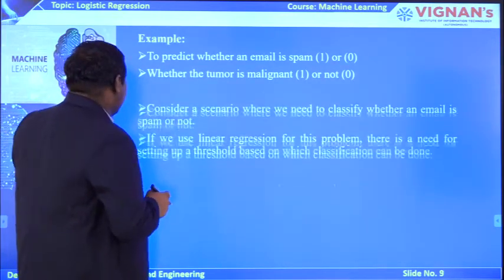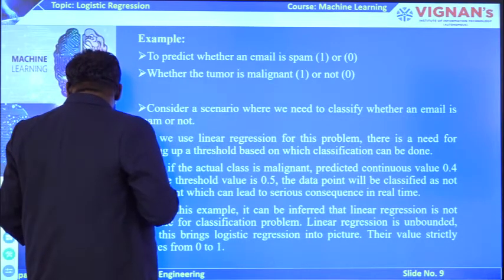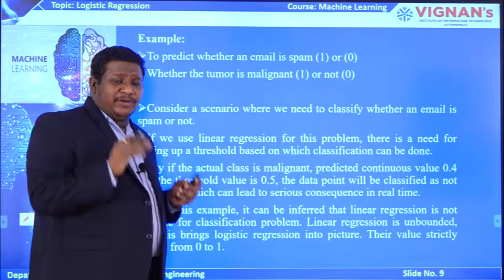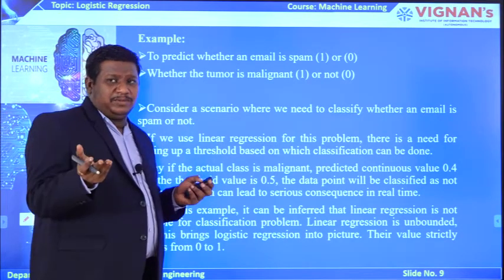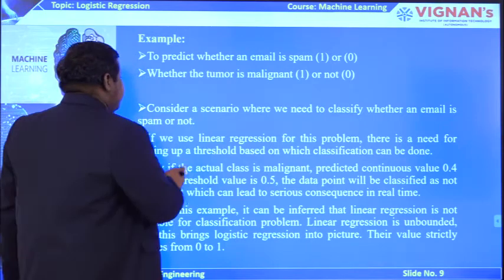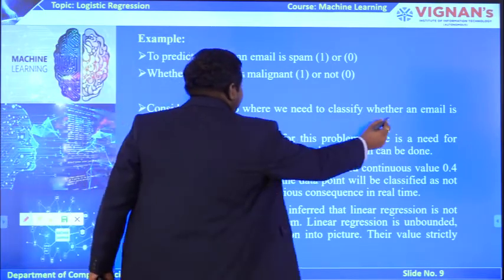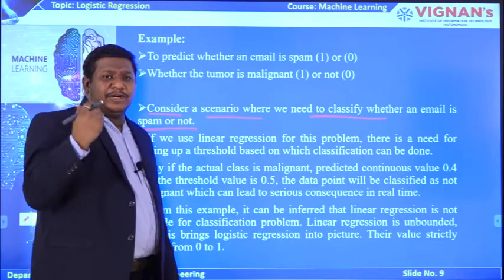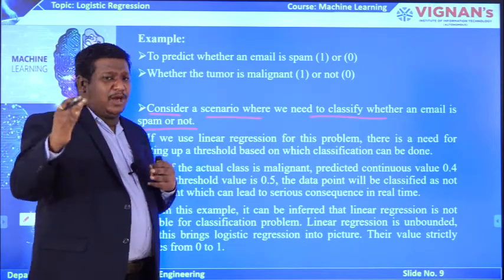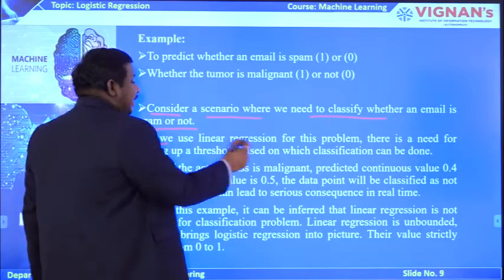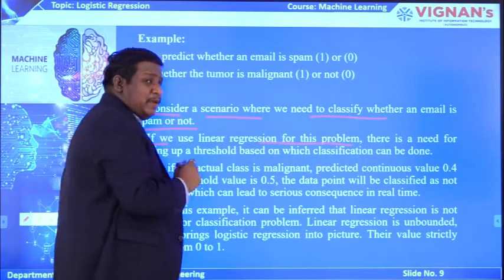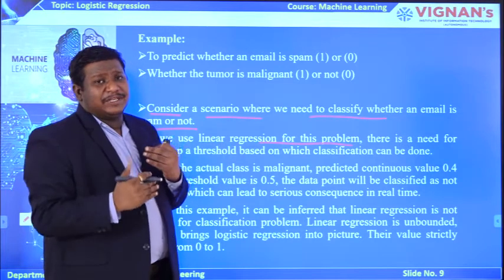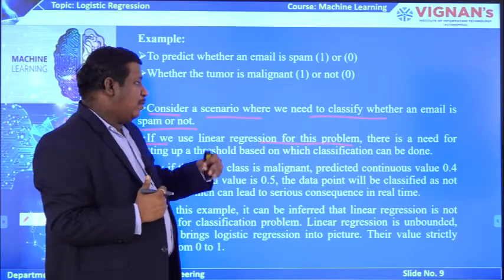Take a real-time example. We have a mail, and we need to identify whether that mail is spam or not. Consider a scenario where we need to classify whether an email is spam or not. We got an email, and we need to identify whether it is a spam email or a normal email. For better understanding, we are comparing both linear regression and logistic regression for the same problem. How would it work if linear regression is used for the same problem?